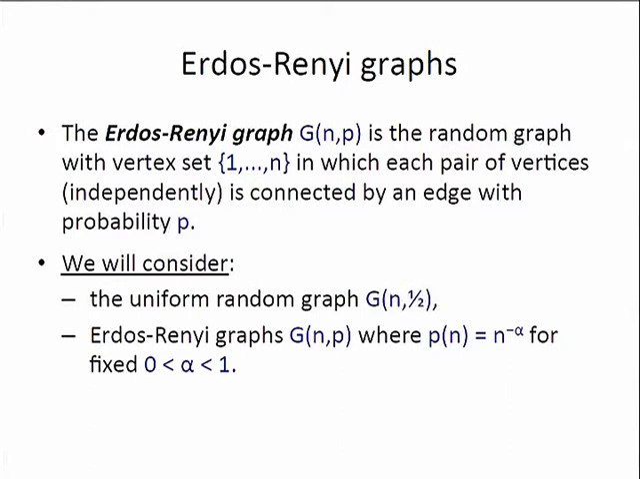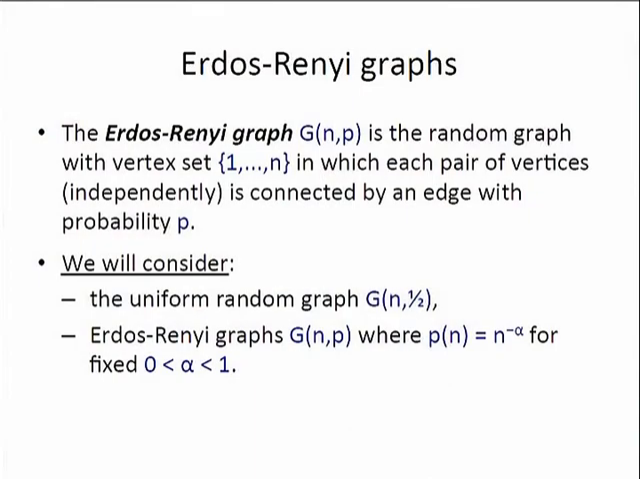I'm sure you're familiar, but the definition of the Erdős-Rényi random graph G(n,p) is a random graph with n vertices, labeled 1 to n, in which for every pair of vertices we independently connect them by an edge with probability p. So we flip some biased coin independently for every pair of vertices and add an edge with probability p. In this talk, I'll consider two versions of this. The uniform random graph is where each edge is included with probability 1/2, denoted G(n,1/2). I'll also be mentioning some results which concern Erdős-Rényi random graphs G(n,p), where p looks like n to the minus alpha for some constant alpha between 0 and 1. These are a particular model of sparse random graphs.